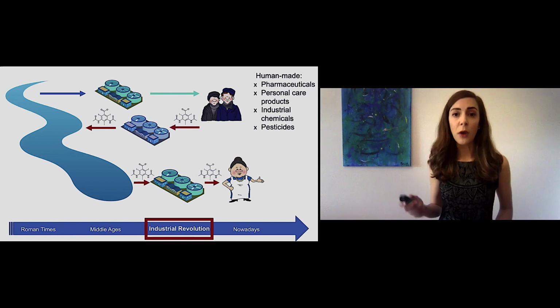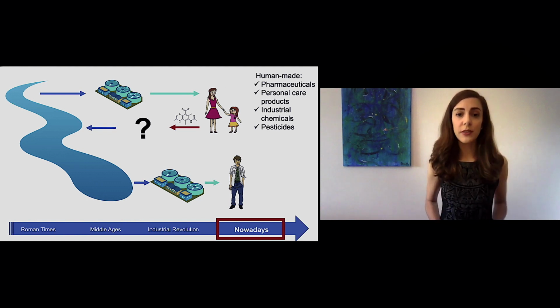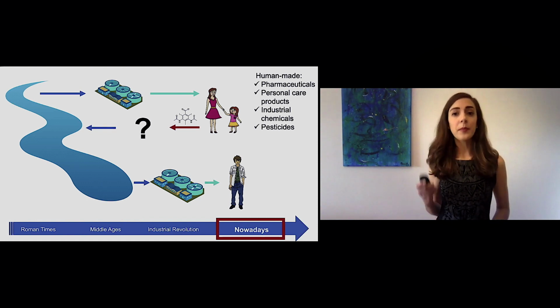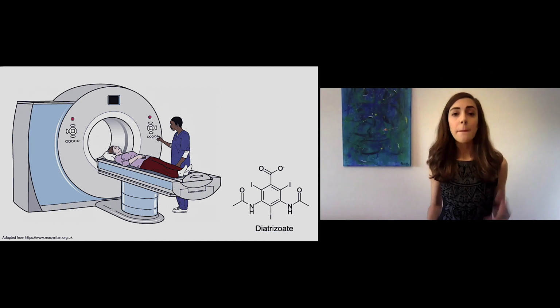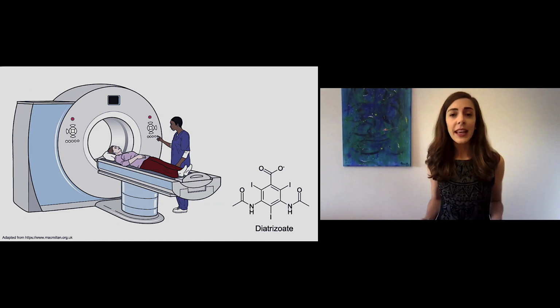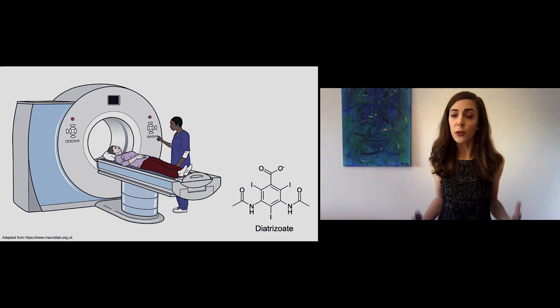We arrive where we're at now. Scientists are trying to find ways to remove these human-made chemicals from water so that they do not enter the water cycle. And today, I'm going to be talking to you about a particularly persistent pharmaceutical called diatrizoate. Maybe you or someone in your family has recently had a CT scan. In a CT scan, your body is scanned to look at your blood vessels, tissues, and organs.